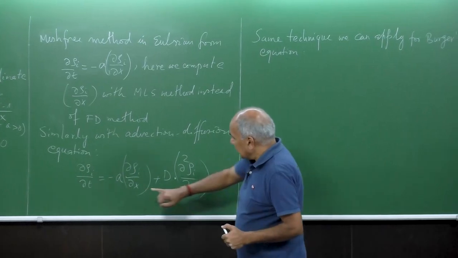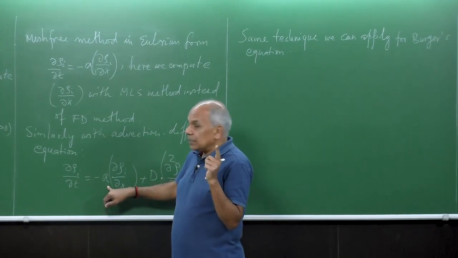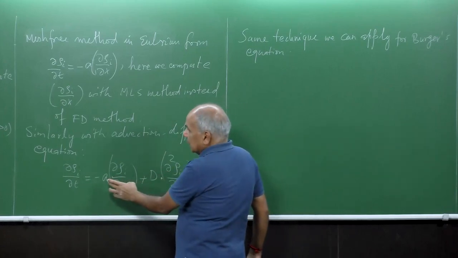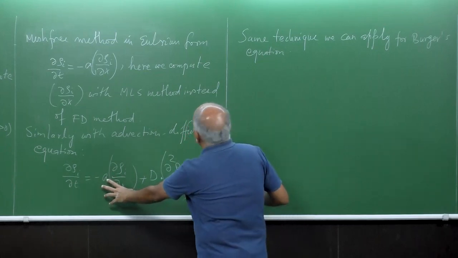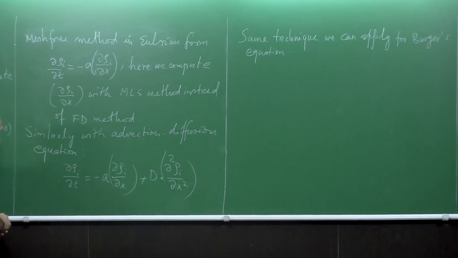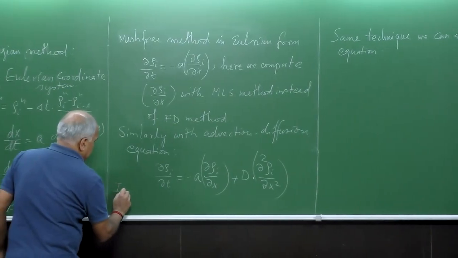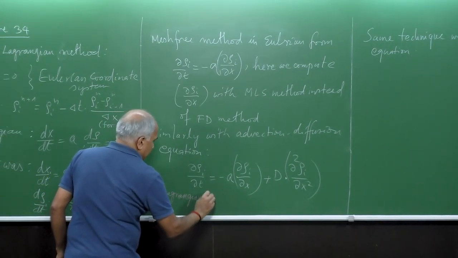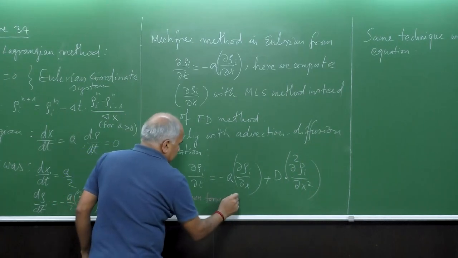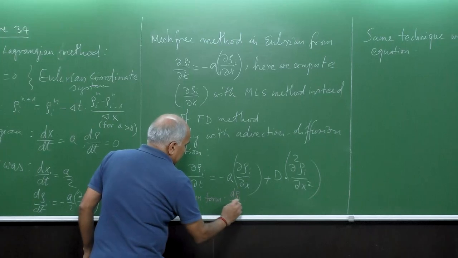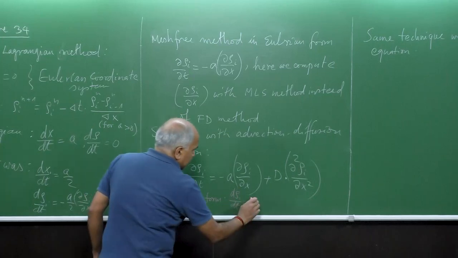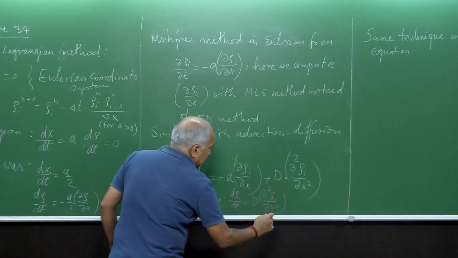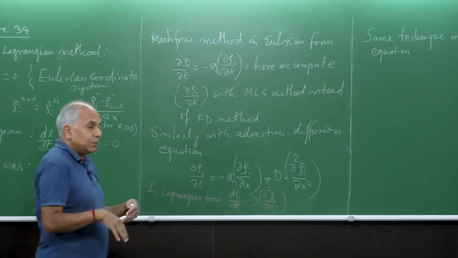The thing is that the disadvantage of this Eulerian formulation is that, in the Lagrangian form, what I have is d rho I by dt equal to directly d del 2 rho I by del x square. So this convecting part is hidden, so we don't have to take care of it.